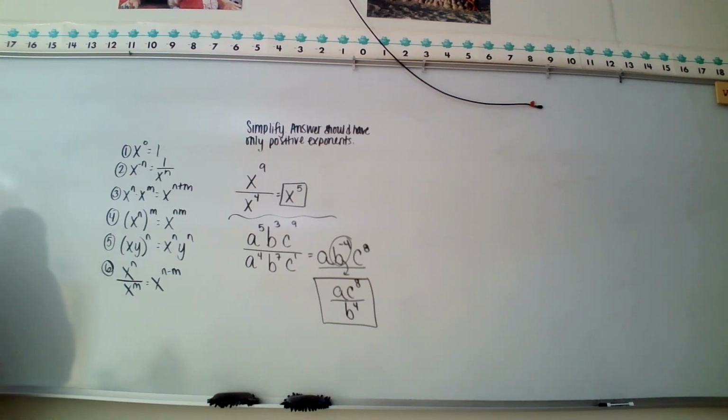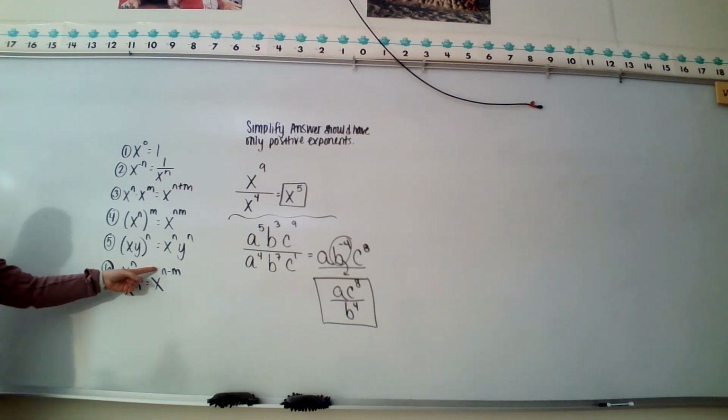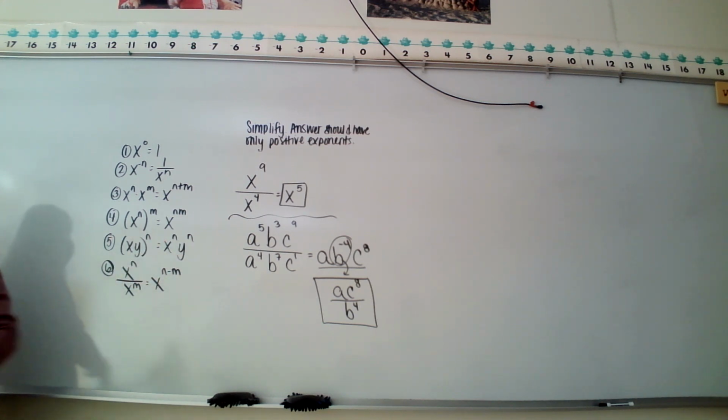I have a question. Yeah, go for it. What is the second part? x, and then the exponent is n minus m.